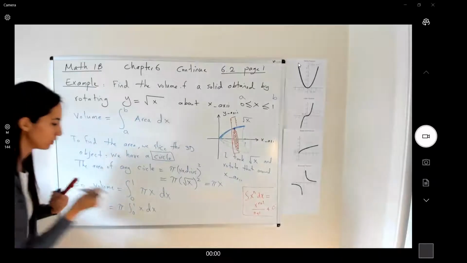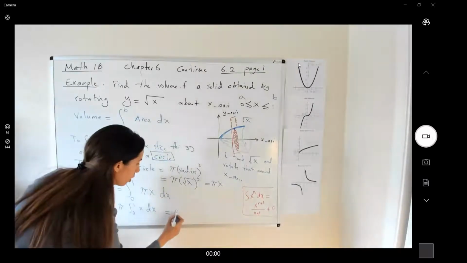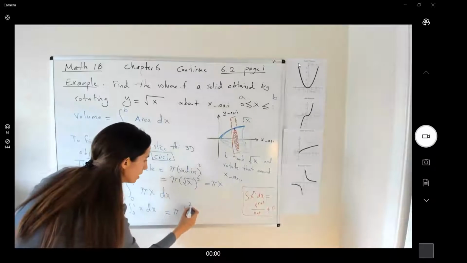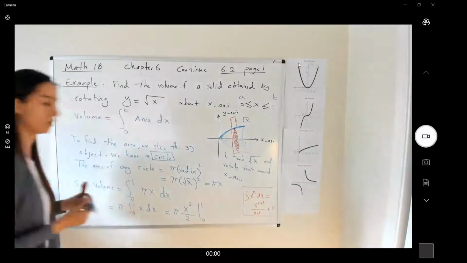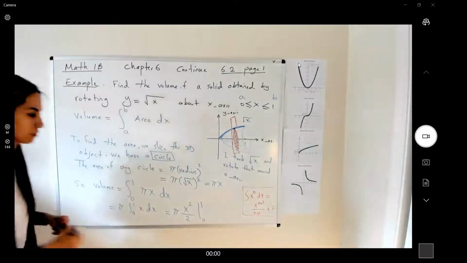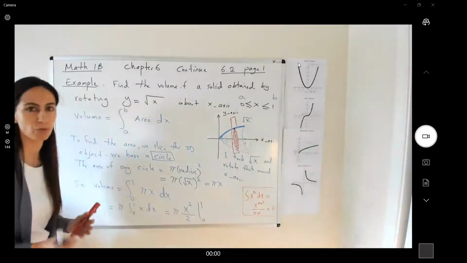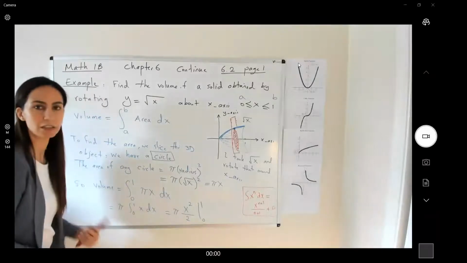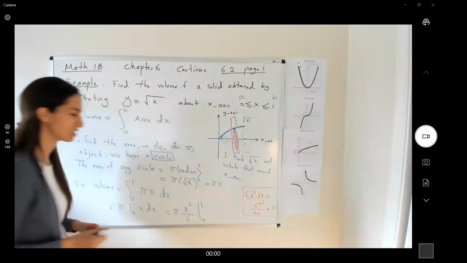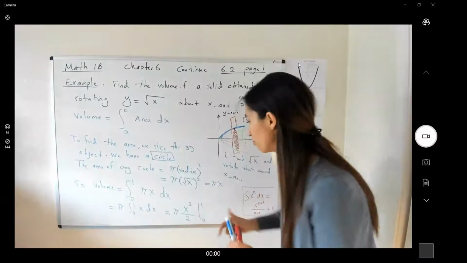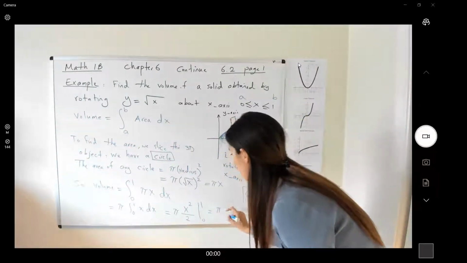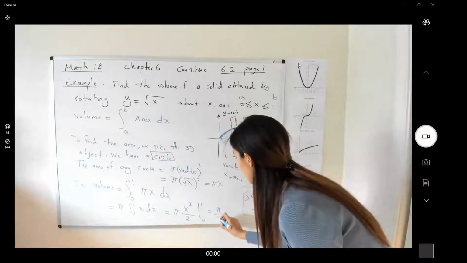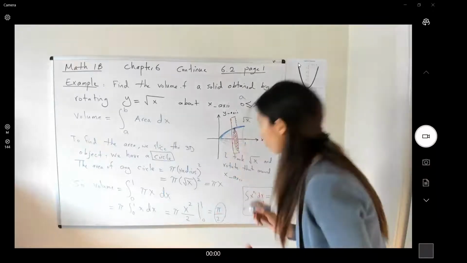It is equal to pi x squared divided by 2, where x ranges from 0 to 1. Don't worry about 0. Why is that? You have x here. If you plug in 0, the outcome is 0. Just plug in 1, you get pi times 1 squared divided by 2, or pi over 2.